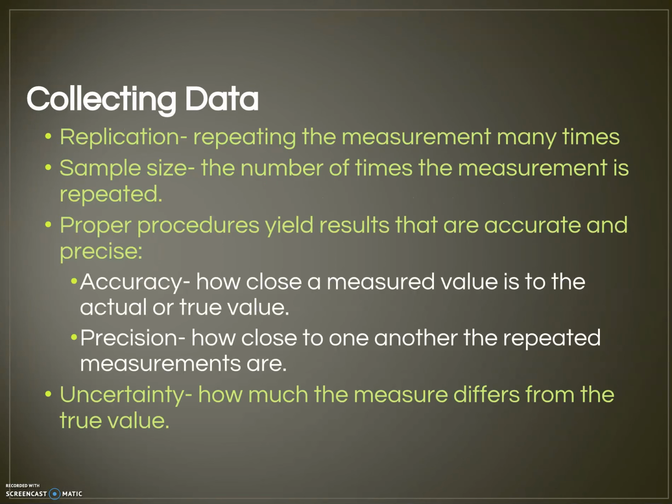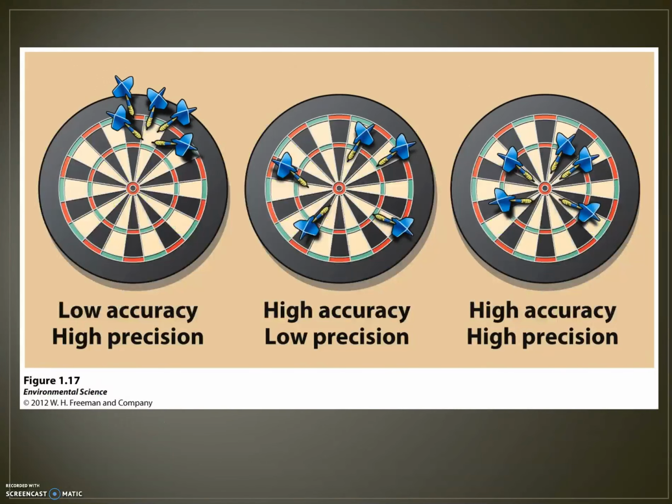When we collect data, we're looking to make sure that we repeat the measurement many times, that we have an adequate sample size, that we're using proper procedures, and that things are both accurate and precise. Accurate is how close a measured value is to the actual or true value. Precision is how close the values are to one another. And then uncertainty is how much the measure differs from the true value.